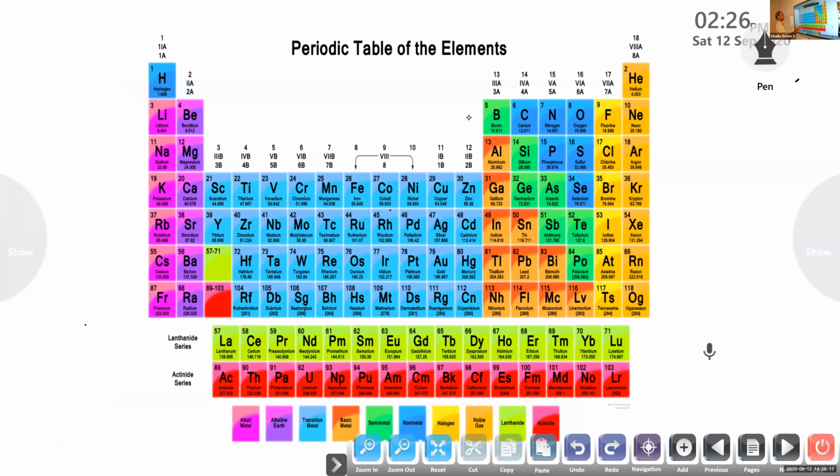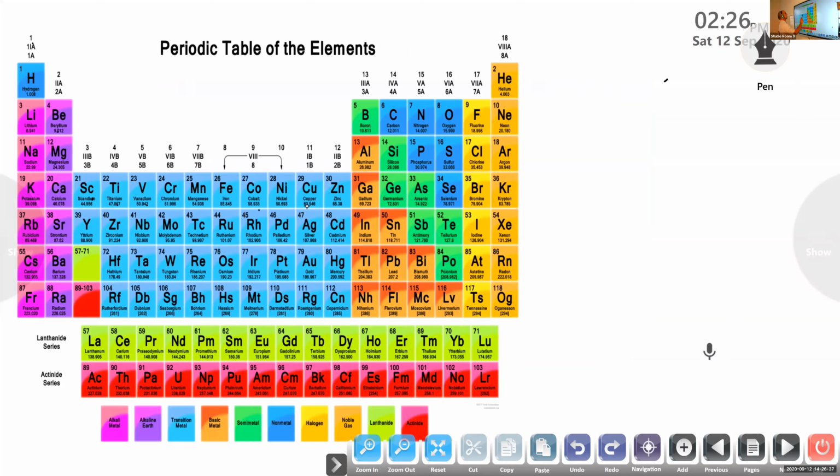You take the main block of the periodic table. In the main table, there are 18 vertical columns. Say from left to right, they are named as 1, 2, 3, 4, 5, 6, 7, 8, 9, 10, 11, 12, 13, 14, 15, 16, 17, and 18. So 18 vertical columns.